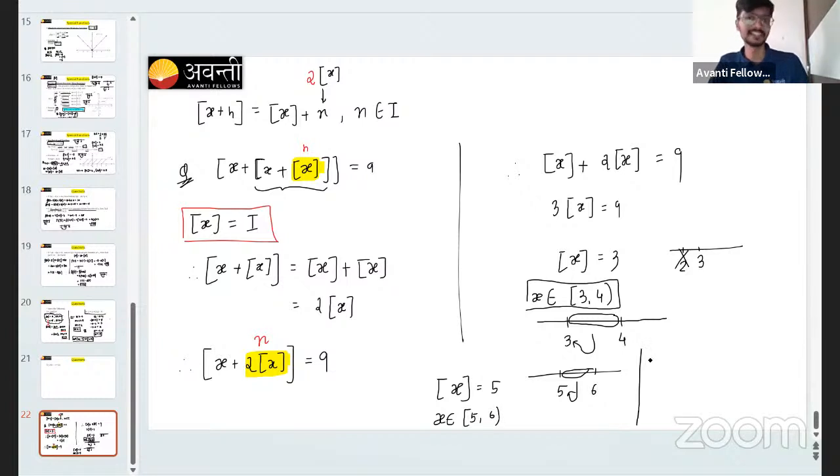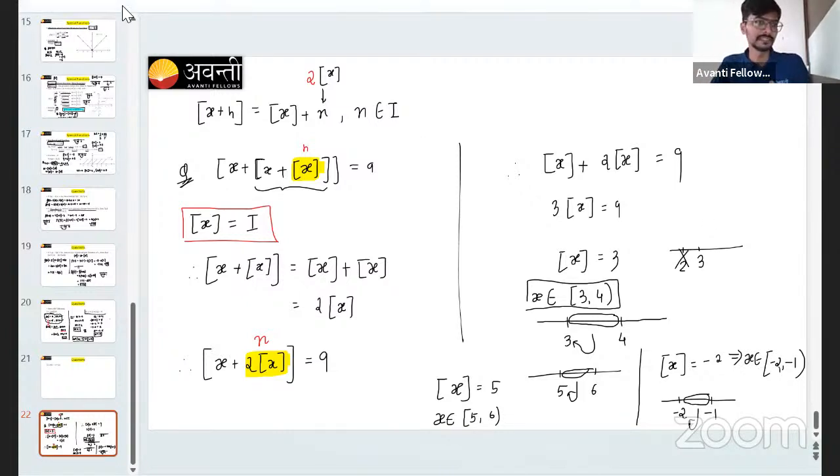Let's take another interesting example. Step of x equals to -2. So if I think -2 आंसर कौन देगा? यहाँ पे -1 आएगा. जो भी नंबर्स -2 और -1 के बीच में है, इसका मतलब x will be -2 to -1. I hope it is clear. These examples are very good. It should be clear. Okay.